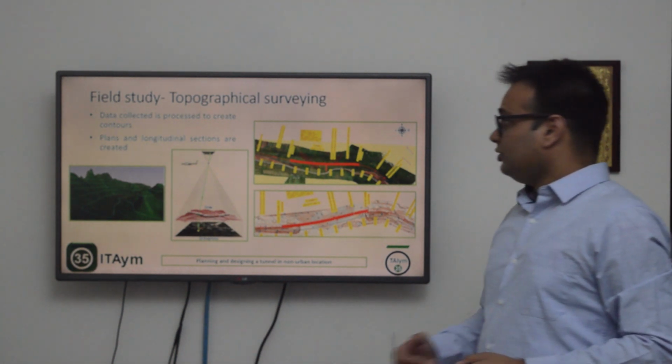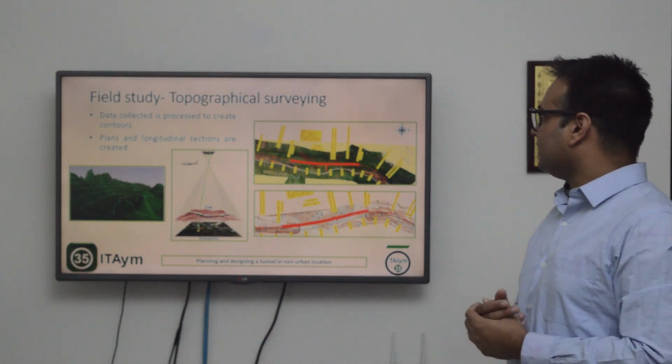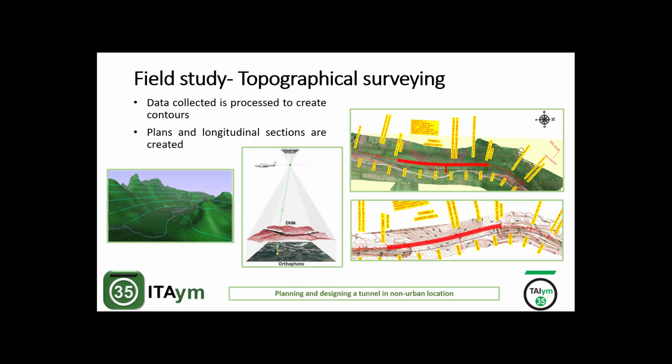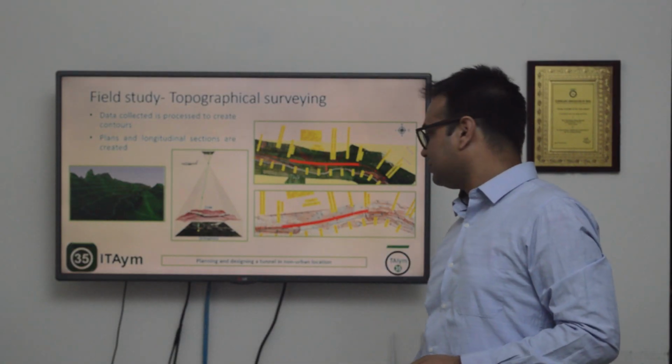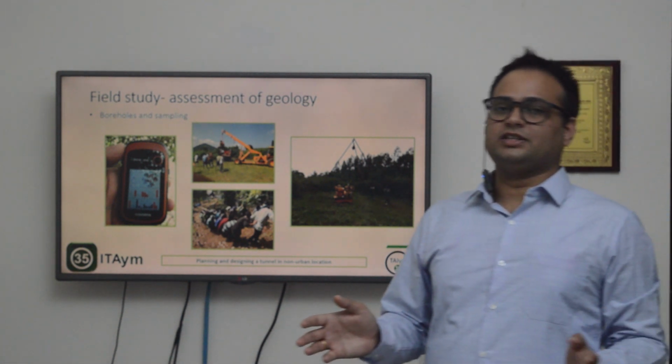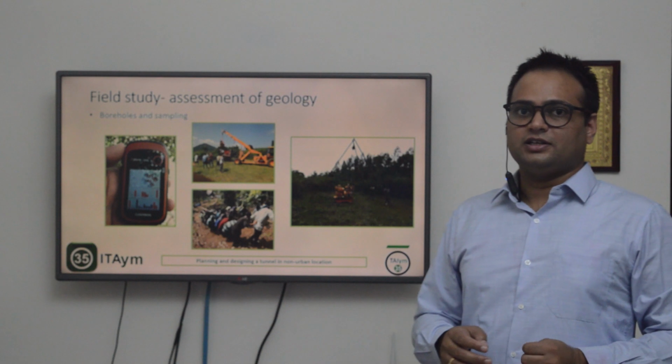Moving on to the field studies, as we have already seen, data was collected from all the surveys, and the topographic data that we now had had an accuracy of 1 millimeter. And then the locations for the tunnel portals and the length of the tunnel were again worked out. You can see one of the examples of the plan developed for the tunnels and the contours that were developed.